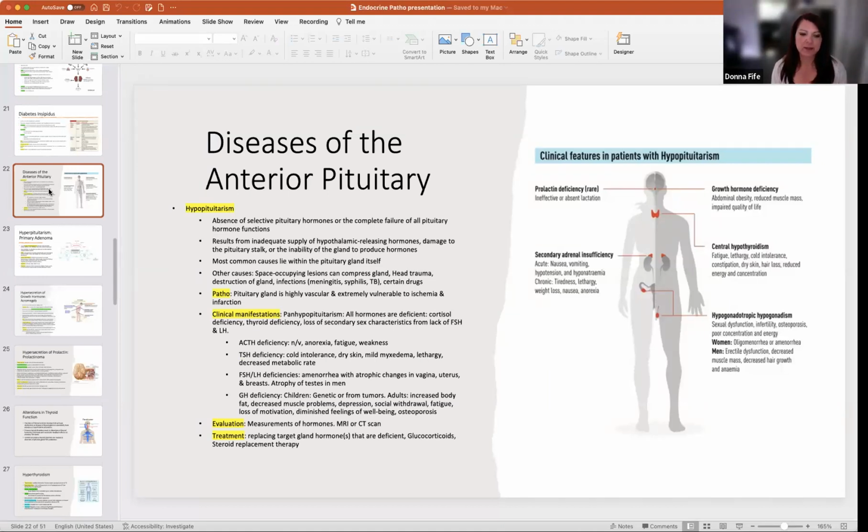in men. GH deficiency in children can be genetic or caused by tumors. In adults, there can be increased body fat, decreased muscle mass, depression, social withdrawal, fatigue, loss of motivation, diminished feelings of well-being, and osteoporosis. Evaluation is measurement of the hormones, and an MRI or CT scan may also be indicated. Treatment is targeted at replacing the deficient target gland hormones, glucocorticoids, and steroid replacement therapy.